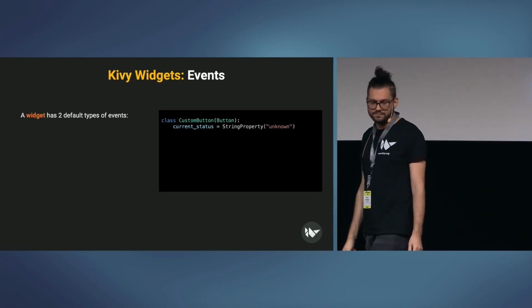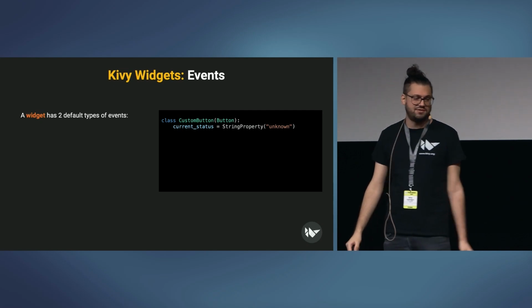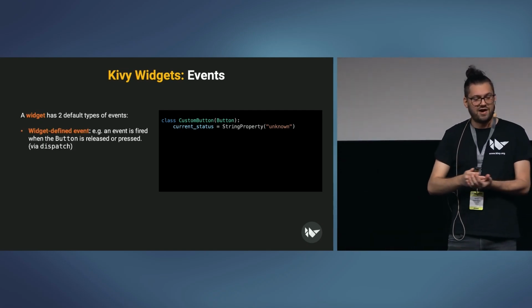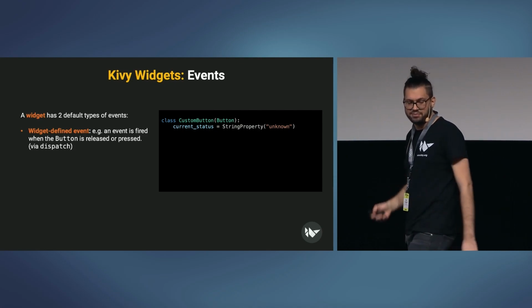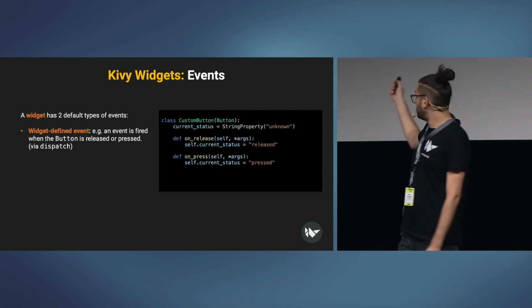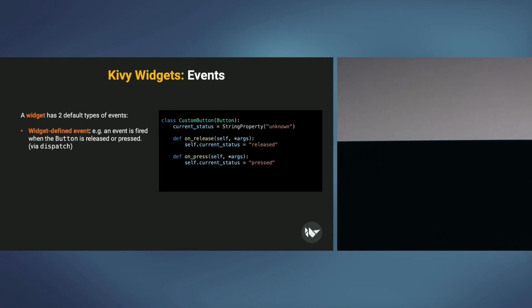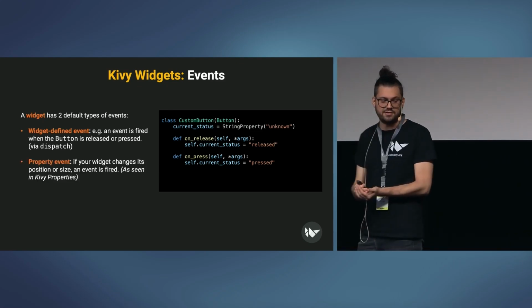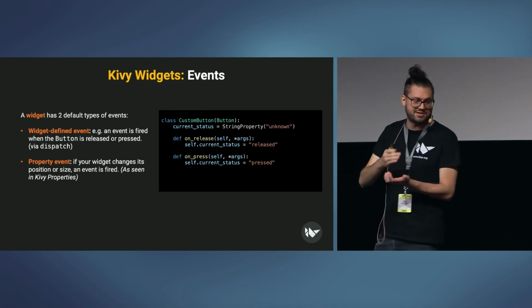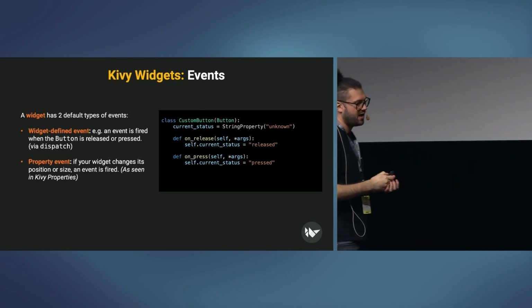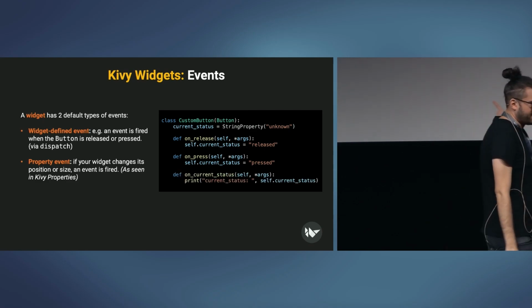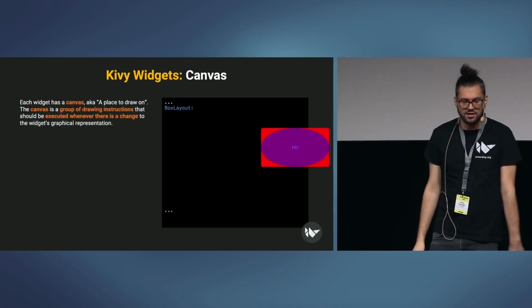A Kivy widget has 2 default types of events. Widget-defined events, as an example, events fired when the button is released or pressed. These are 2 examples of widget-defined events. And then we have the property event. If your widget changes position or size, an event is fired, as seen in Kivy properties before. So on_current_status is a property event.